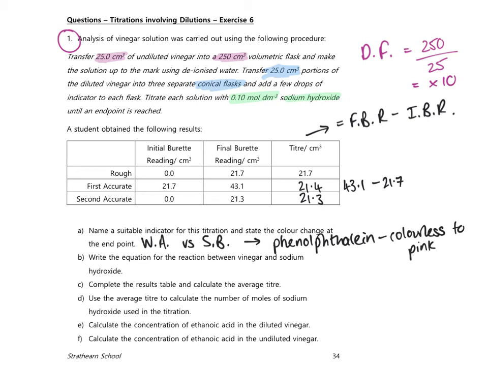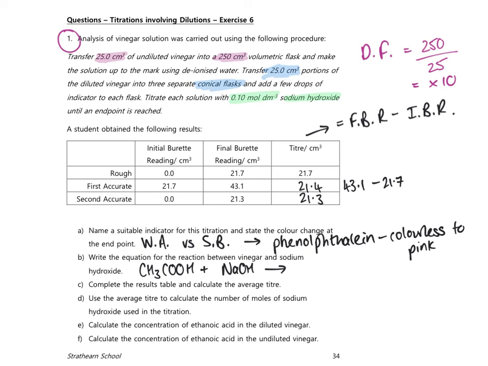The next question asks you to write the equation for the reaction between vinegar and sodium hydroxide. Well, what you need to remember is that the acid in vinegar is ethanoic acid, and that has the formula CH3COOH, so you do need to know that formula. That's reacting with sodium hydroxide with a formula of NaOH. An acid and an alkali react together to give a salt plus water.